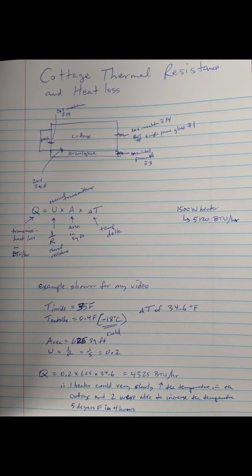This is a significant number to understand. It just means that you would need 1 heater to start to heat the cottage. So that's really good to know. In this particular example, we had 2 heaters, and we were able to bring up the temperature in the cottage by 5 degrees in 4 hours. Obviously, if we added the 3rd heater, we could expand on that.